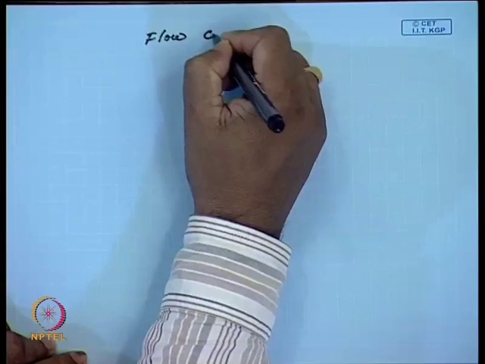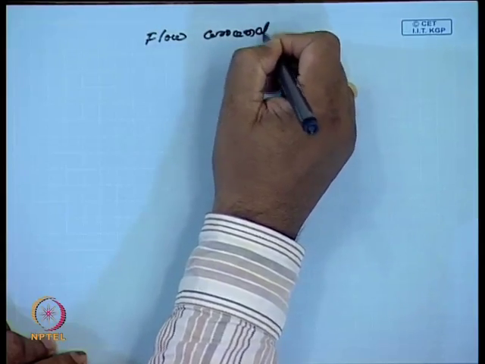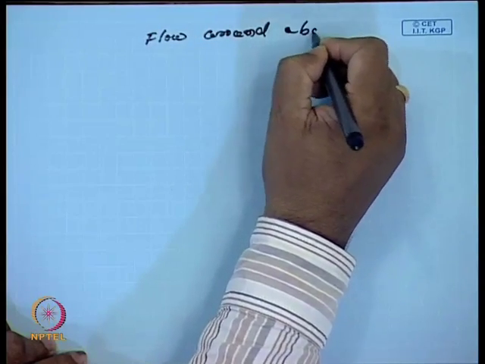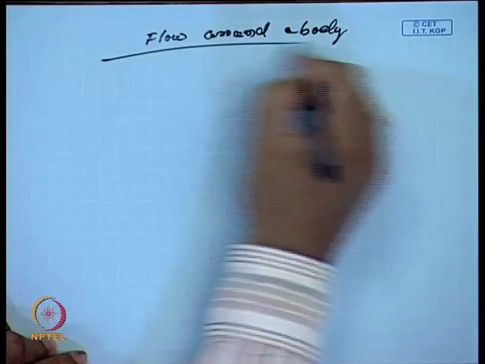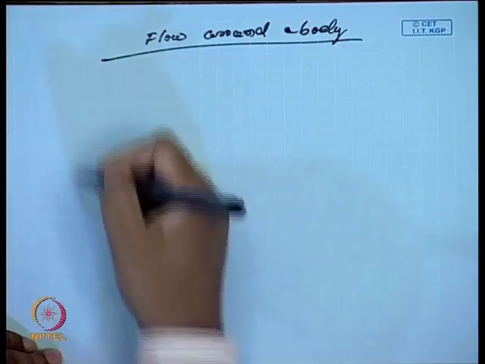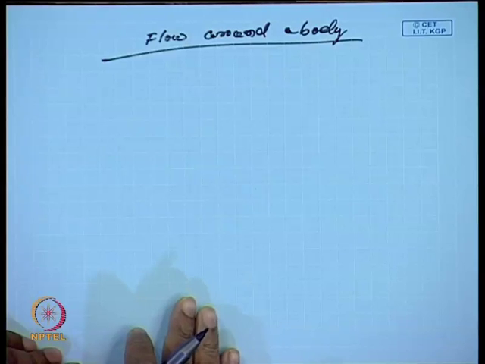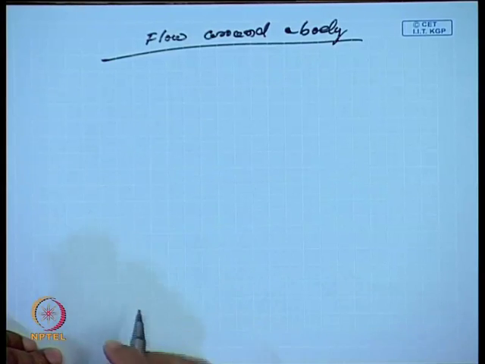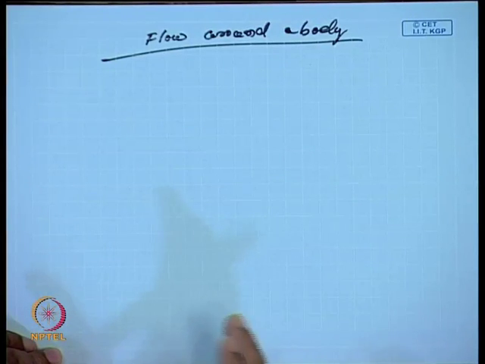However, before concluding, I will just talk about flow around a body. With this, I will conclude my lecture. Flow around a body: what happens when a body moves through a fluid, or when fluid flows past a body? Either the body is moving or the fluid is moving; the fluid is moving and the body is fixed.